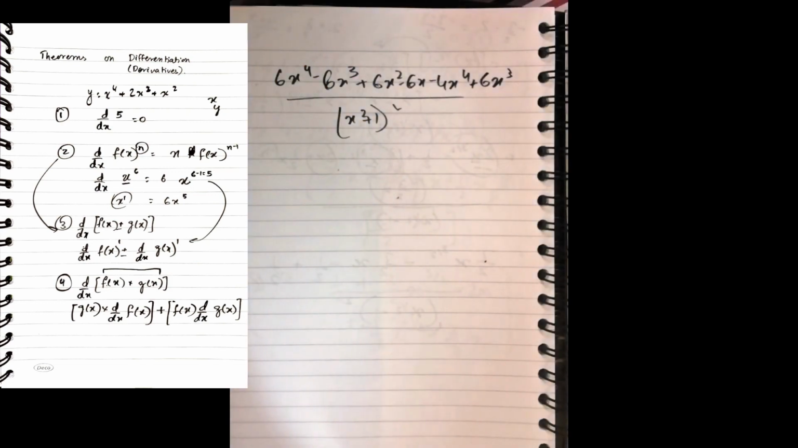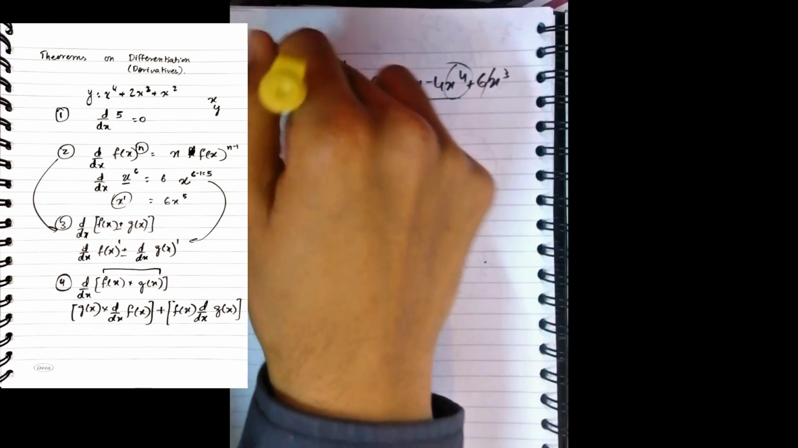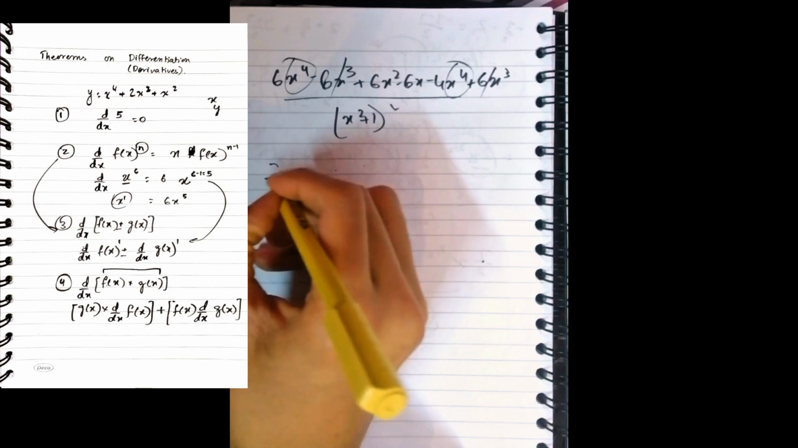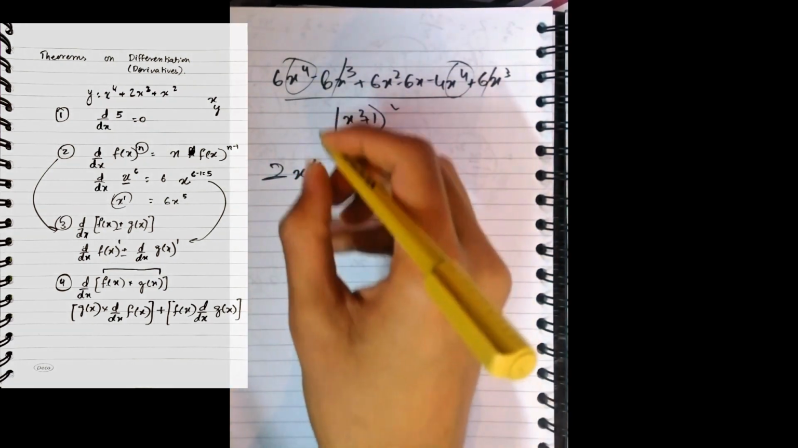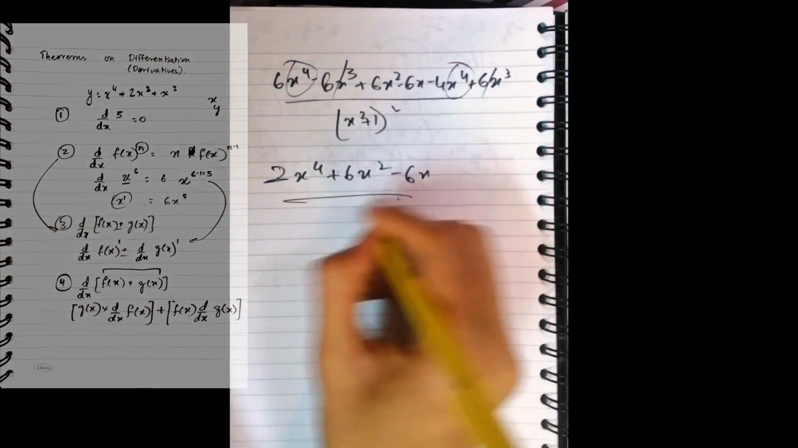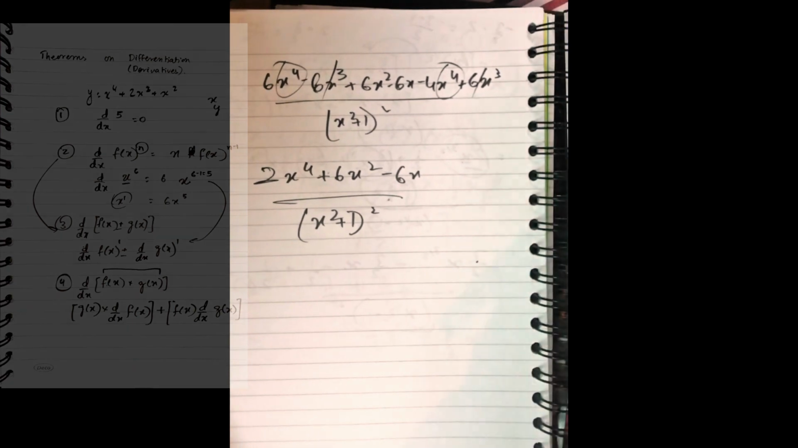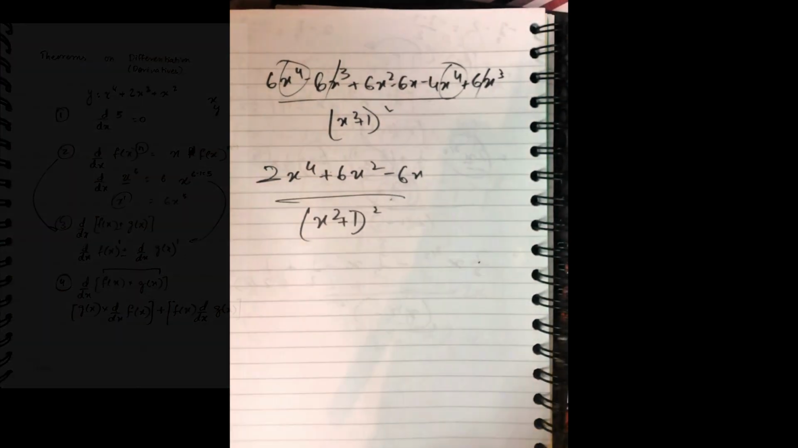Over here we can see that this term is being cancelled, and we have x to the 4 and x to the 4, so 6 minus 4 is 2x to the 4, and what are the remaining terms? 6x squared minus 6x, and in the denominator we have (x squared plus 1) whole squared. So this is the derivative of this function.